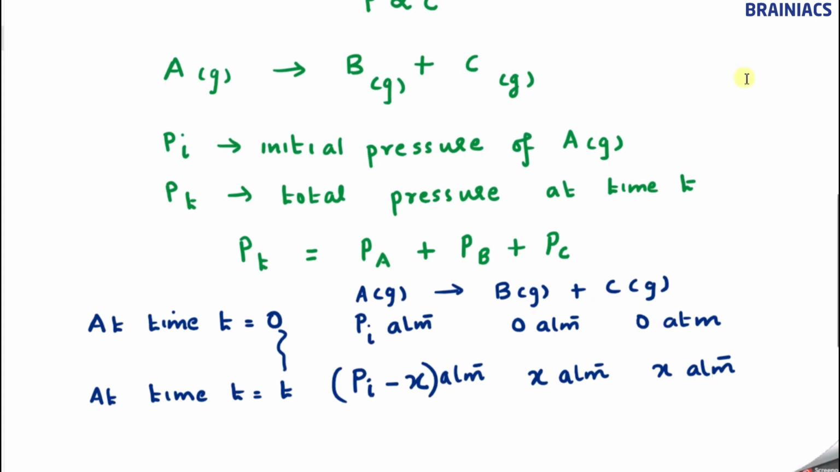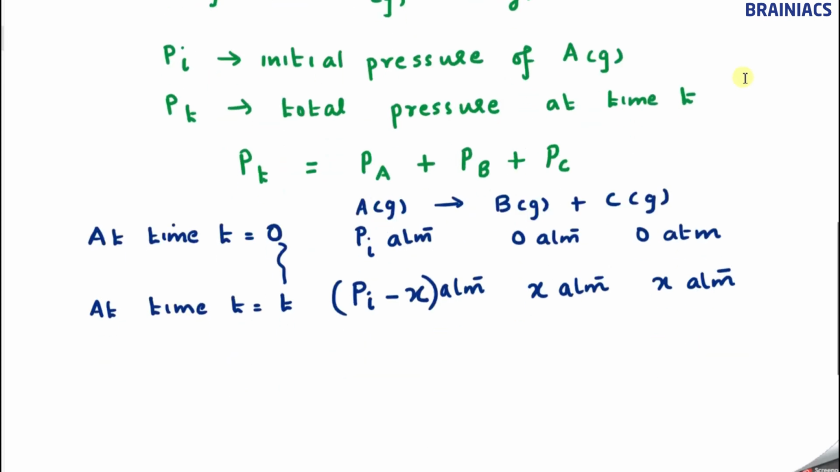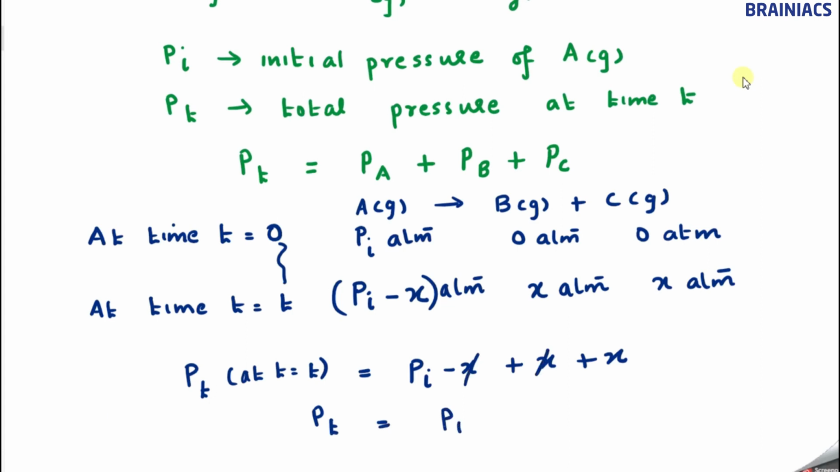Correct? So now let us calculate the total pressure at time t. So PT, the total pressure at time t, is equal to what? What will be the total pressure? Pi minus X plus X plus X. Correct? If you add it, this will cancel off and PT is equal to Pi plus X.